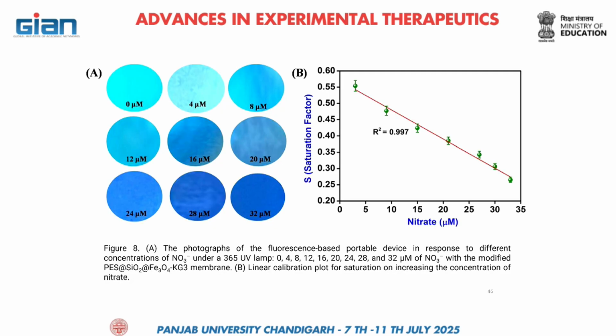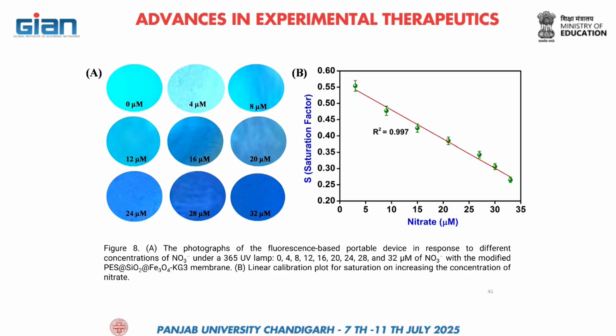There is another application with this membrane. If you shine light, if it's a pure membrane, and after that you utilize it for long, you can see there is a change in the emission intensity. So whether your membrane is now full of nitrate or not, you will get to know only by shining light. So removal you can see, and after that we have calculated the saturation factor.